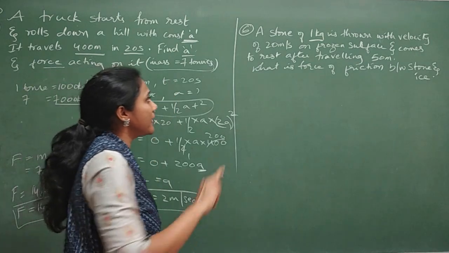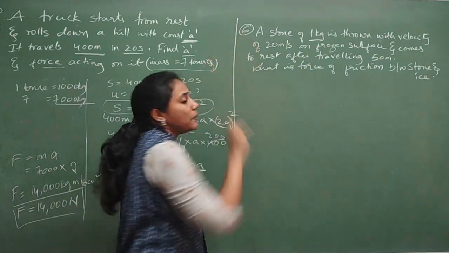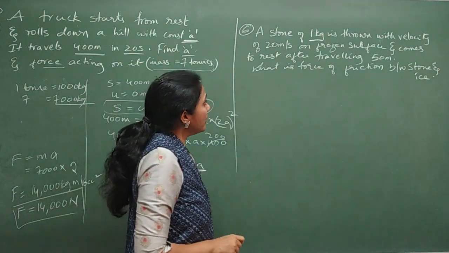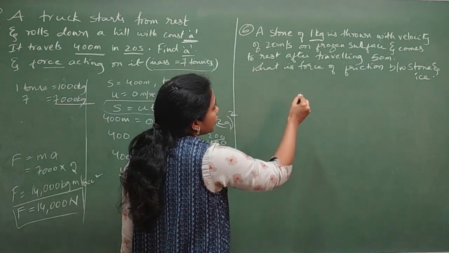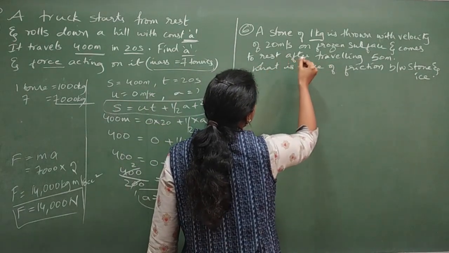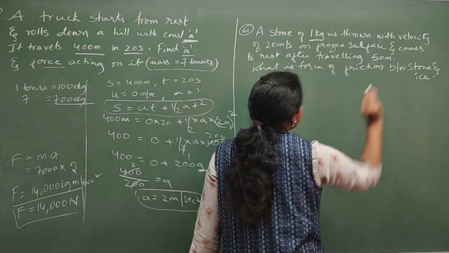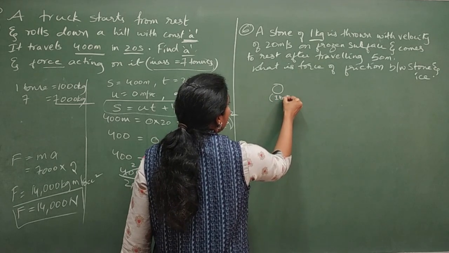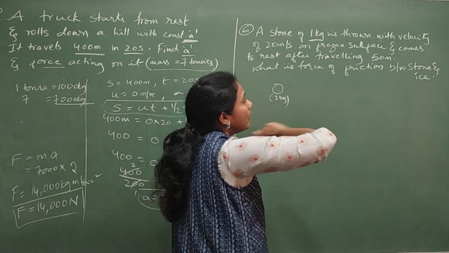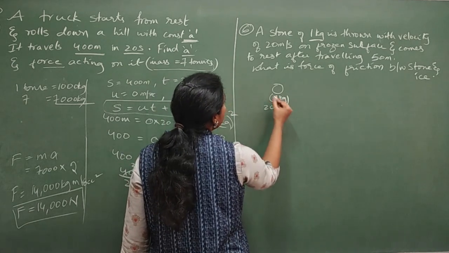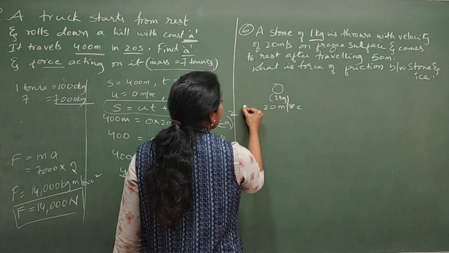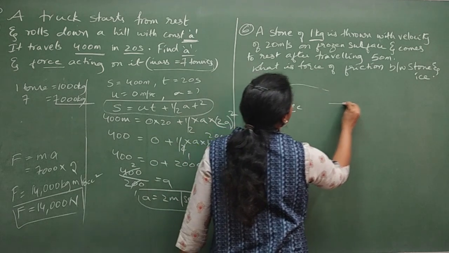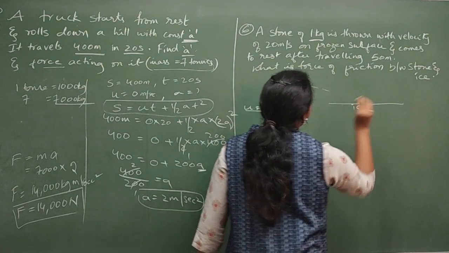Look at the next problem, I'm talking about the sixth problem in your exercise part. If you can read the question: a stone of 1 kg is thrown with velocity 20 meters per second on a freezing surface. So you have a stone, its mass is 1 kg, guys, and you are throwing it with 20 meters per second. So this is actually the initial velocity, right? You are throwing it on frozen ice.